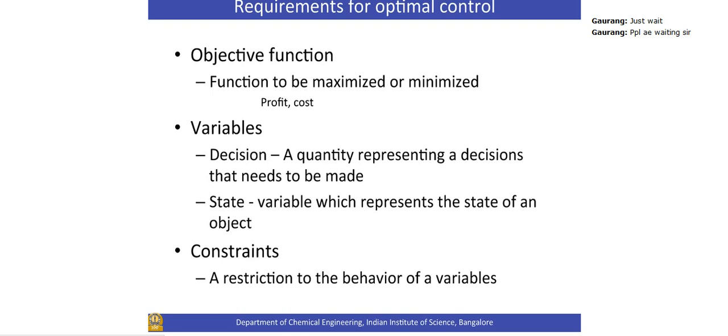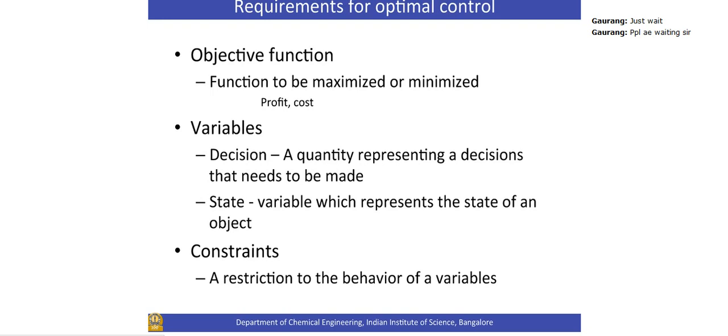We require an objective function. So we need a function which needs to be maximized or minimized, or a combination of these two. For example, a typical criterion is to maximize the profit. That's the most natural thing that comes to mind. But while maximizing the profit, what is it that we are looking for? We are looking for making the maximum amount of the protein at the lowest cost possible.